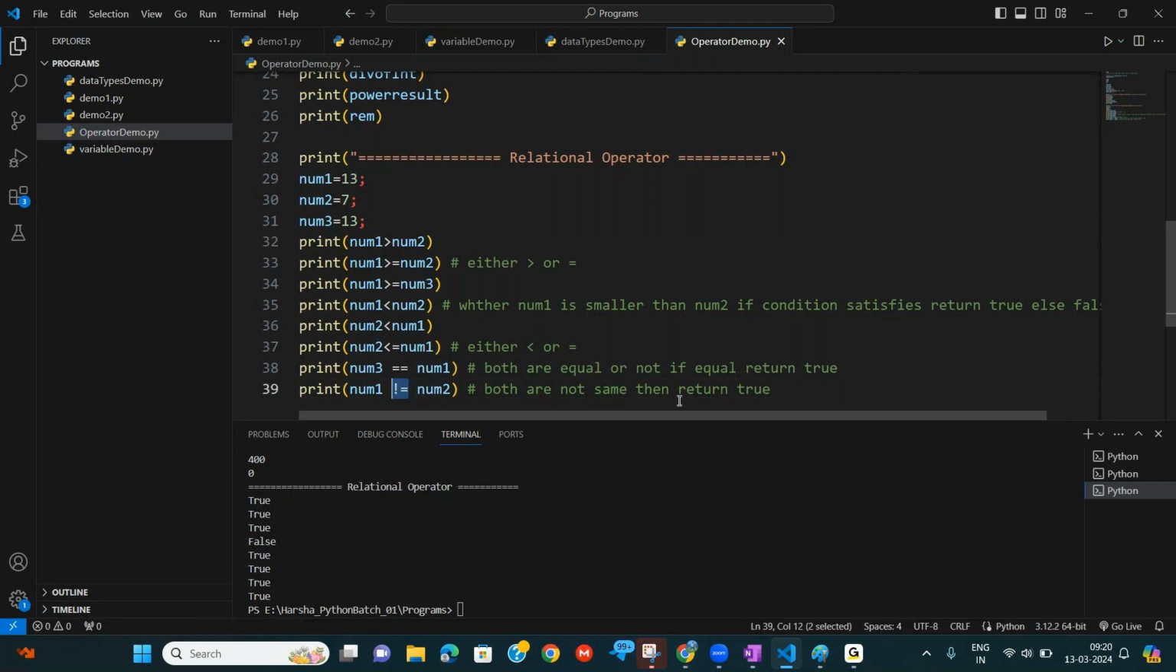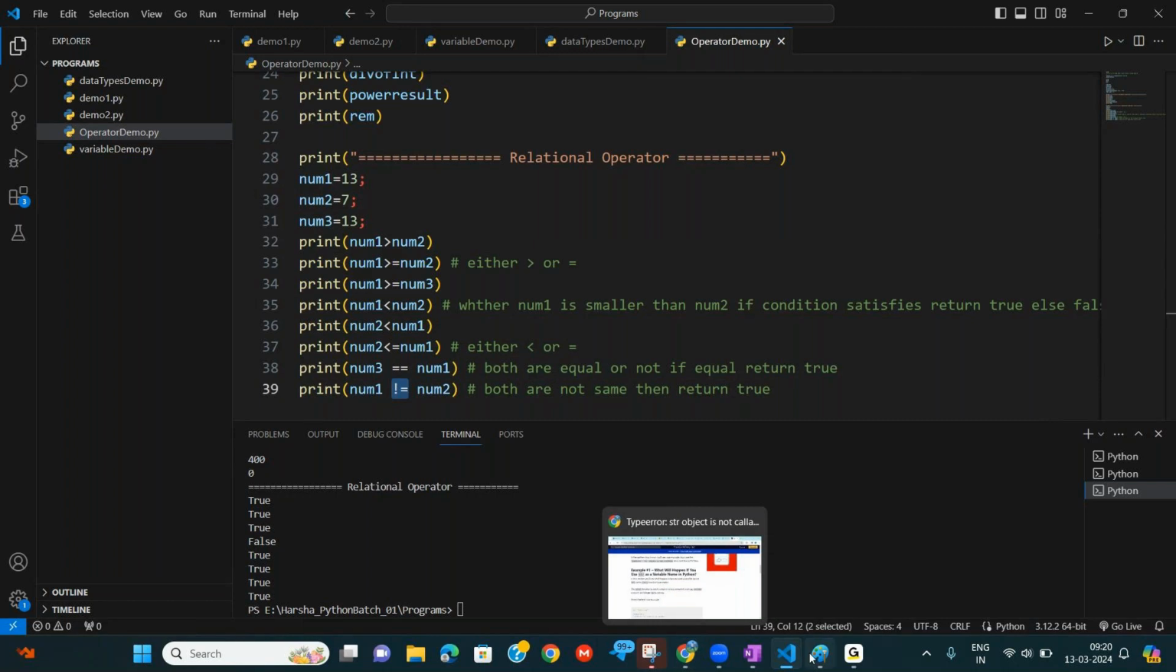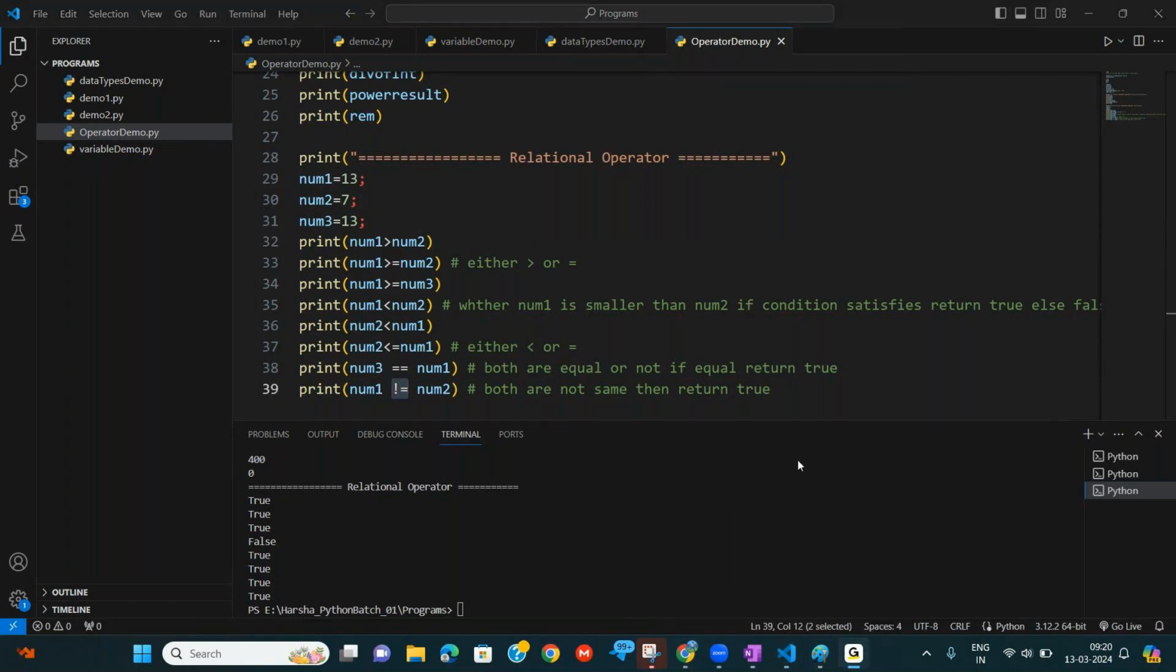Understood, everyone? Have you understood, guys, this point? This relational operator? Hello. Yes, yes. Everyone, right? Yes, sir. Any doubt?